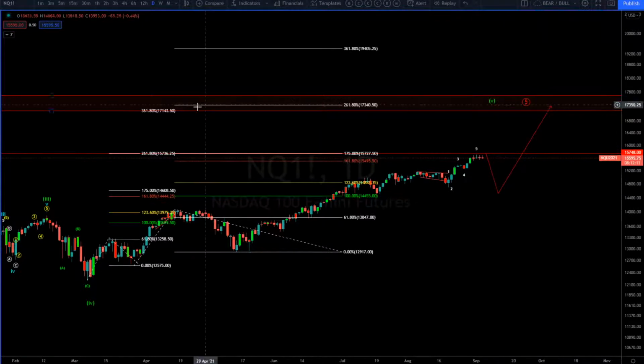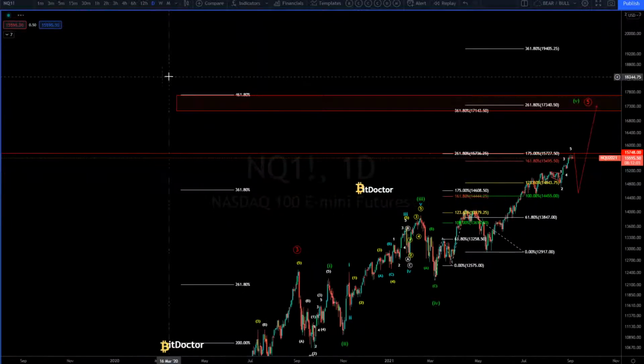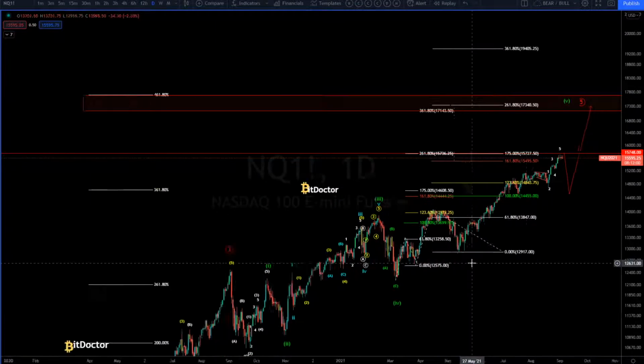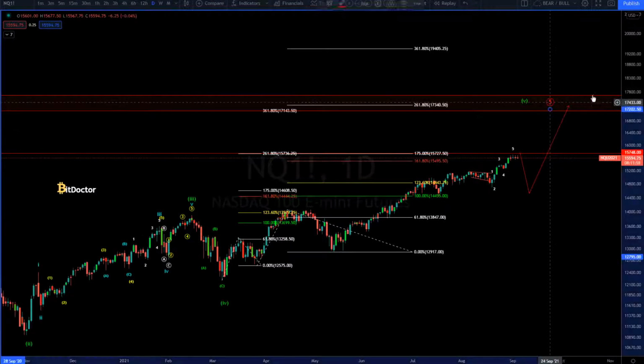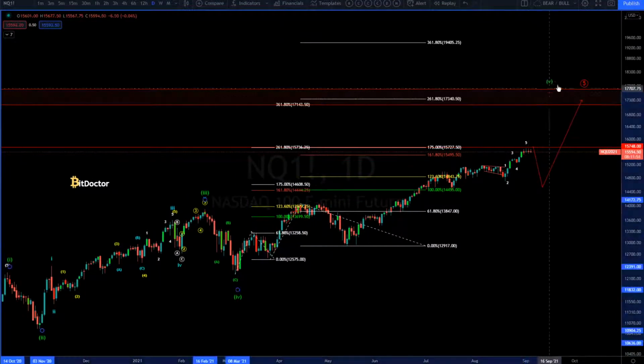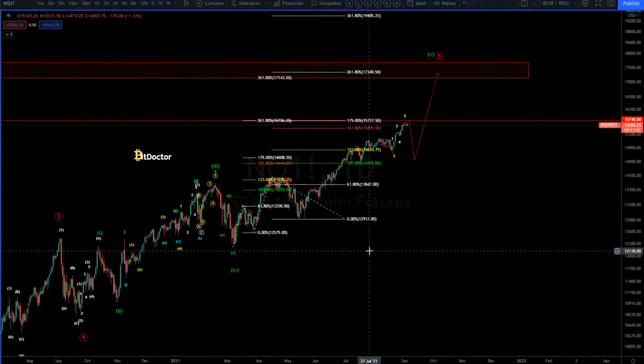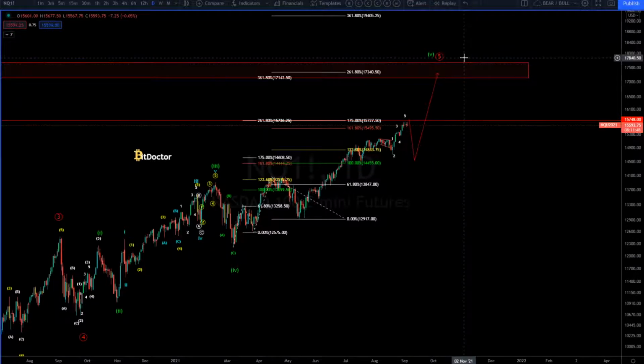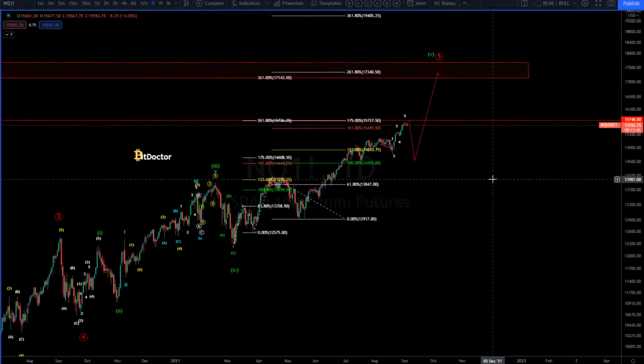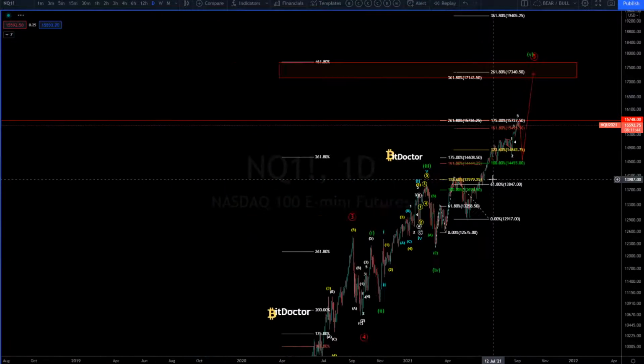And then we go up for the 5, which is going to be where the 3618 is of this smaller 1-2. It's going to be where the 2618 is of this 1-2. And again, it's also where this 4618 is of the larger 1-2, which should complete wave 5 of wave 5. Okay? And then that potentially is going to be a larger wave 1 of a much higher degree. So looks really good right now.